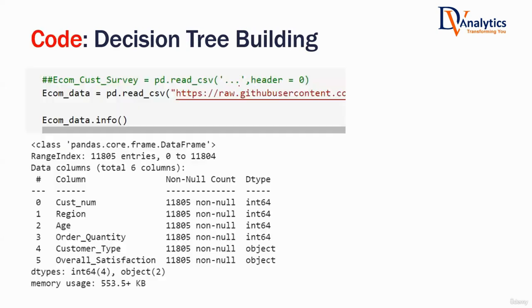This particular data set has been shared by one e-commerce company. This particular company, what did they do? They have taken a survey from the customers, nearly 12,000 customers. I have eliminated 200 customers. 11,805 customers are with us.